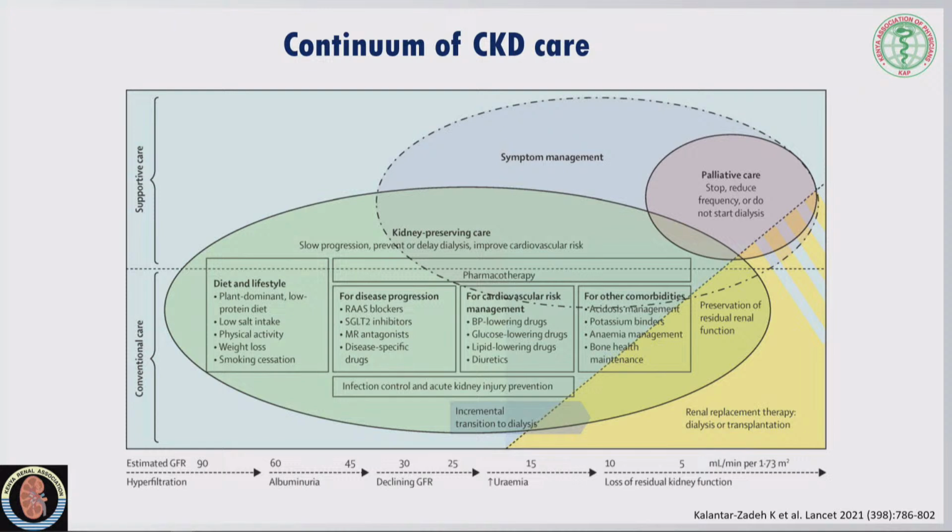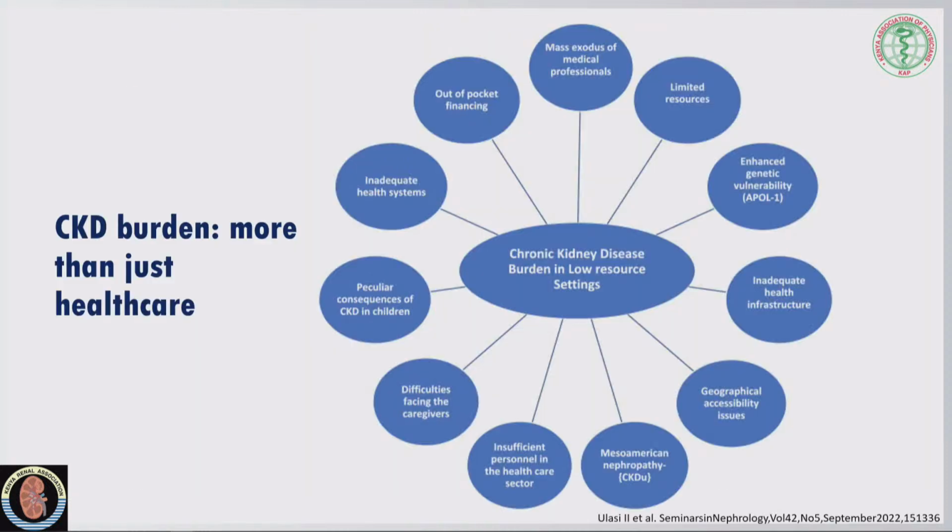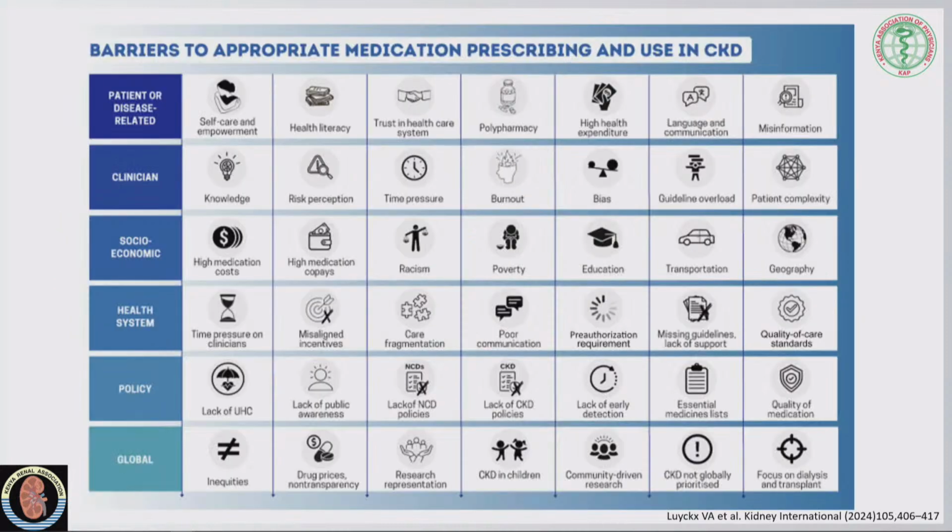It's not end of life care, it is palliative care to stop or reduce the frequency of dialysis, things that do not add quality of life to the patient. So chronic kidney disease burden is more than just healthcare. There are other things like exodus of medical professions. There are limited resources, inadequate health infrastructure, geographical accessibility issues, insufficient personnel in the healthcare, etc. And therefore we have to be aware that when we are looking at the CKD burden, it's not just a healthcare problem, but a whole people problem.